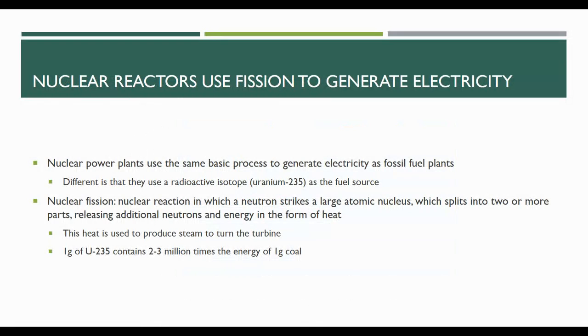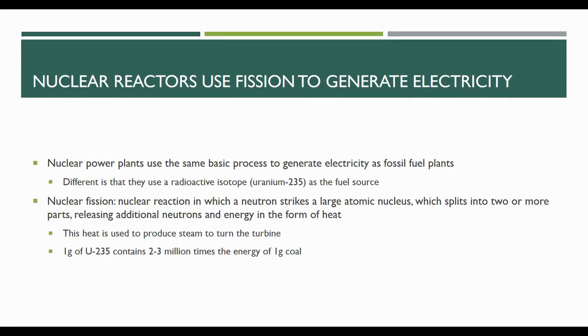Finally, today we are going to look at nuclear power. Nuclear power plants use the same basic process to generate electricity as fossil fuel plants. What is different is that they use a radioactive isotope, specifically uranium-235, as the fuel source. And so it's all about this process called nuclear fission, which is a nuclear reaction in which a neutron strikes a large atomic nucleus.